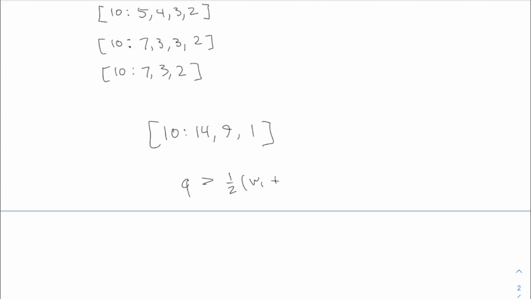If you look back in your notes, you'll see this. This is a rule that is violated in this case, because if you add up 14 plus 9 plus 1, that is 24, and half of that is 14, and the quota is smaller. So this is supposed to always be true. In this example, the quota is too small, and so this doesn't even count as a real example.